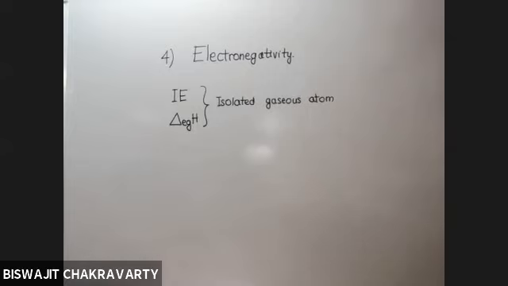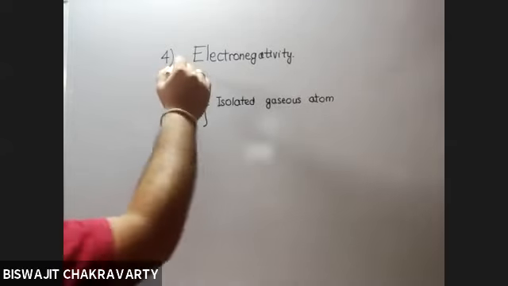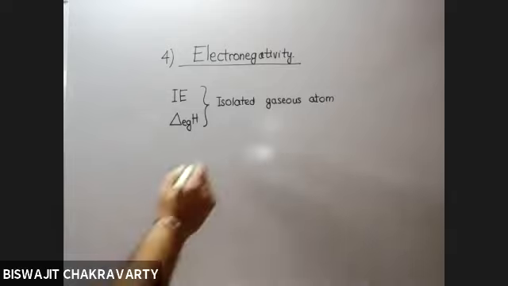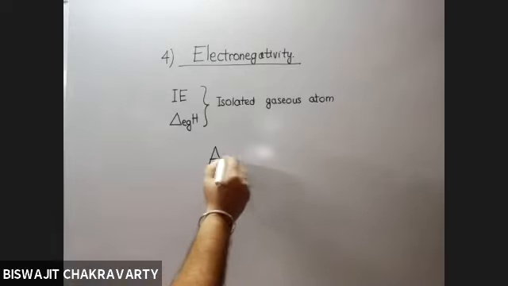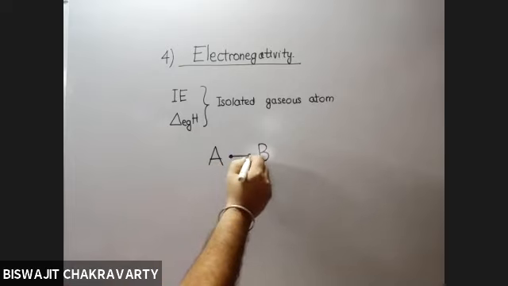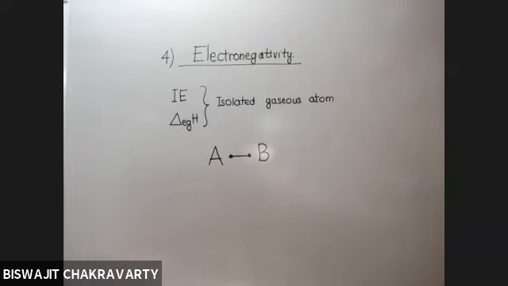But today, the topic that we are discussing is completely different. And in order to calculate the electronegativity, the atom can never be in isolation. It has to be in combination with other atoms. So suppose we have two different atoms, A and B, which have shared a pair of electrons to form a bond.